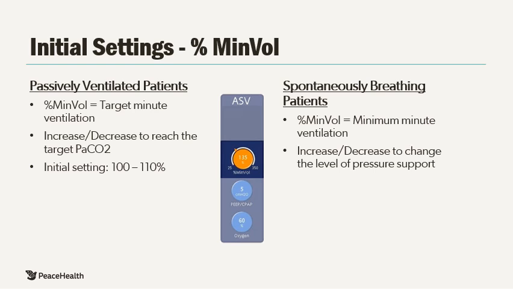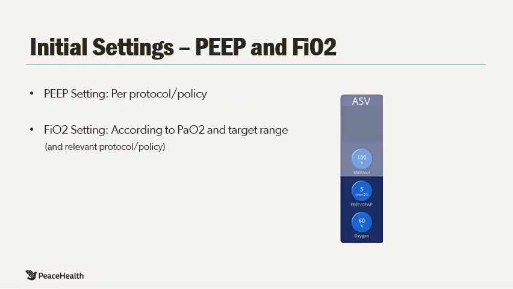For spontaneously breathing patients, the percent minute volume will function as the minimum minute ventilation. The patient can go above this minute ventilation, but cannot go below it. Adjust the percent minute volume in a spontaneous breathing patient to increase or decrease the level of pressure support delivered and to increase or decrease the mandatory rate.